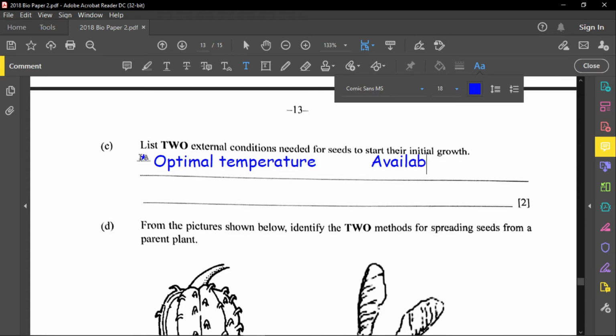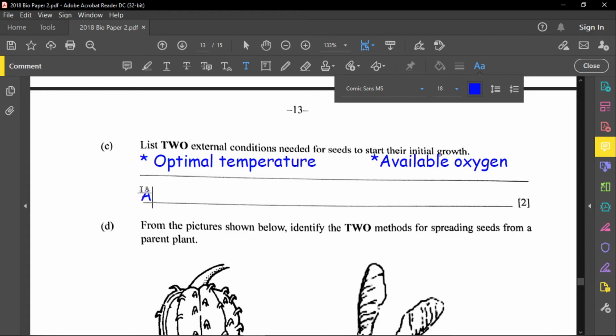Okay, available oxygen. And what else you must have besides oxygen? Remember, when plants or seeds are being germinated, there's no need for light and there's no need for carbon dioxide. Please remember that. Why oxygen? Because the plant is respiring to produce energy. That is why oxygen is needed instead of carbon dioxide, okay?